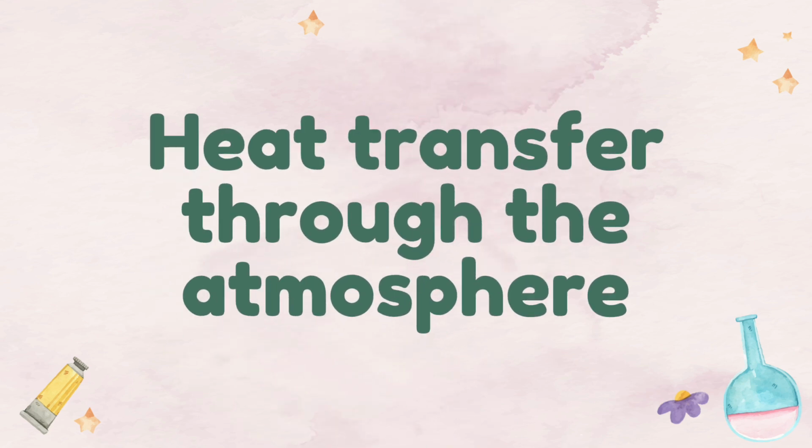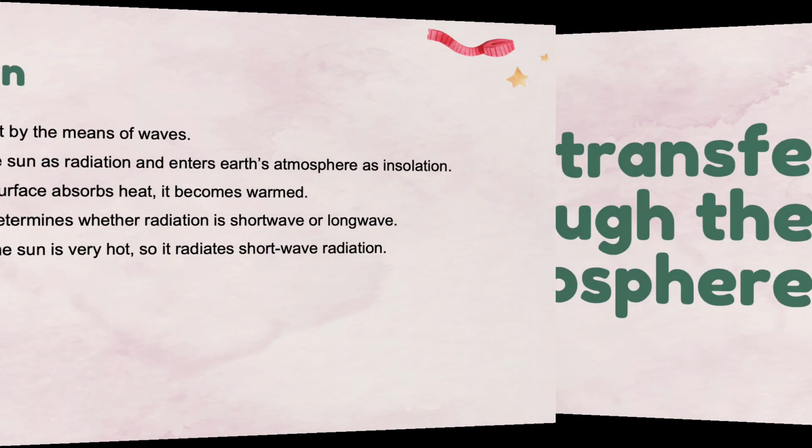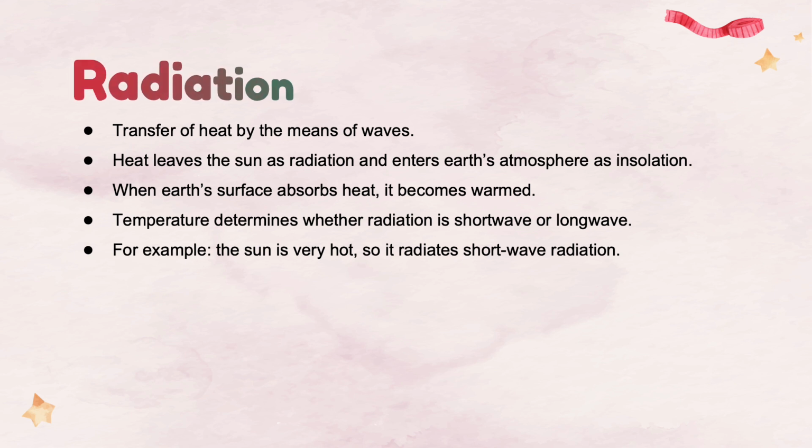Now that we've looked at the different heat processes, let's take a look at how heat moves and is transferred through the atmosphere. When we talk about radiation, we talk about the transfer of heat by the means of waves. Heat from the sun in the form of radiation enters the atmosphere as insolation. As the Earth absorbs the heat, it becomes warm.